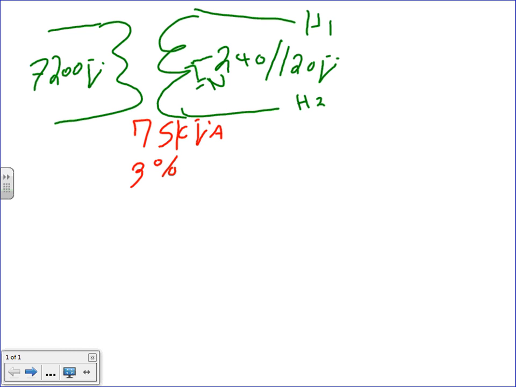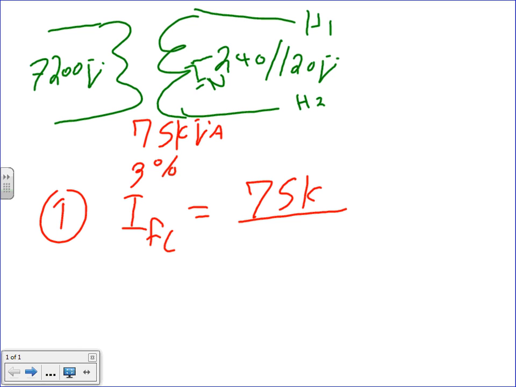Very simple, extremely simple. I have 7200 in the primary and the secondary is 240/120, typical residential. I'm not going to do 3-phase because we'll do it next quarter. I need to find the short circuit of this system. Step number 1, my friends, is to find the full load. Can you find the full load current of a transformer? I hope so. You take the 75 kVA and divide it by the voltage. Which voltage?